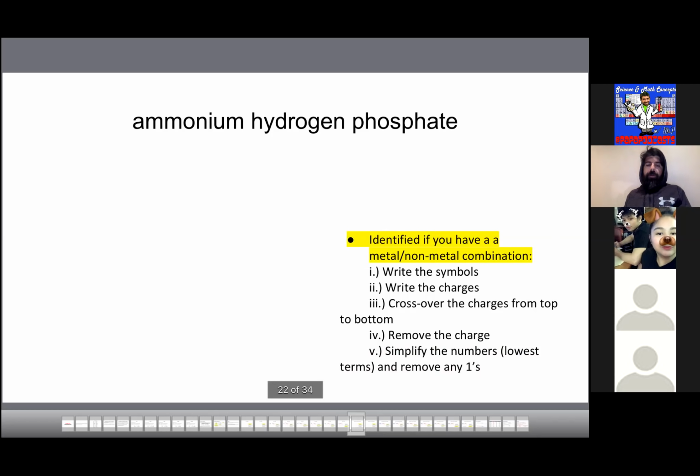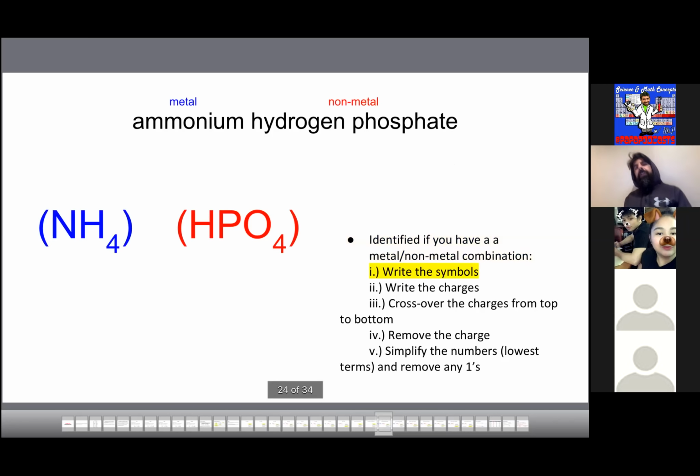So ammonium hydrogen phosphate, identify metal, non-metal. Now here's a hint: ammonium is the metal, and the rest of this is a nonmetal. So let's look at them. Here's ammonium, NH4, and hydrogen phosphate, HPO4. Let's put the charges in just because they're polyatomics.